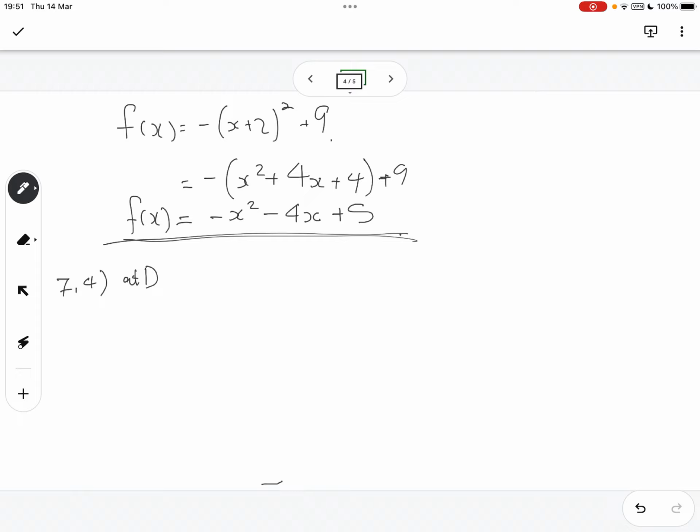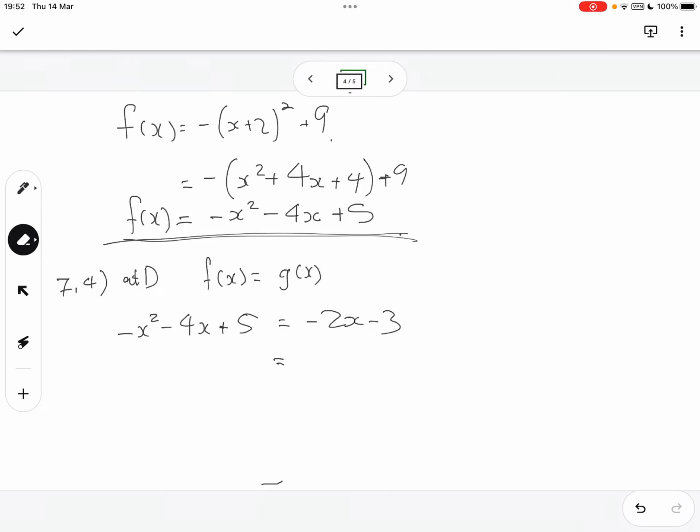So f of x is that, but at point D, f of x must equal g of x. And we know that f of x is minus x squared minus 4x plus 5, whereas g of x is negative 2x minus 3. Now we're going to have to solve for these equations simultaneously.